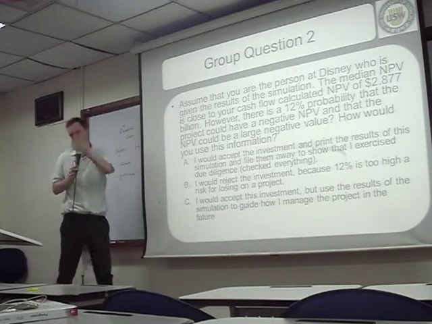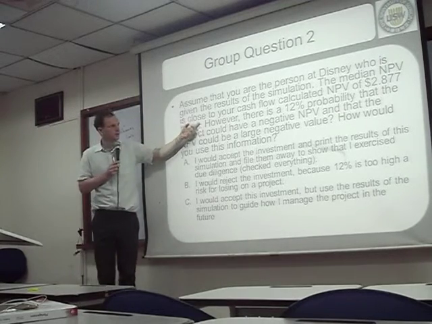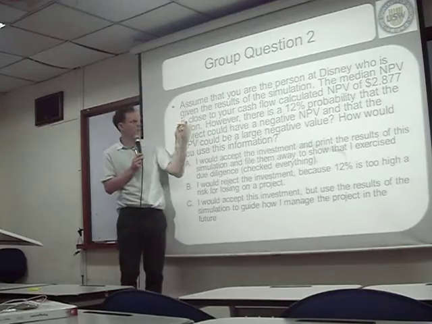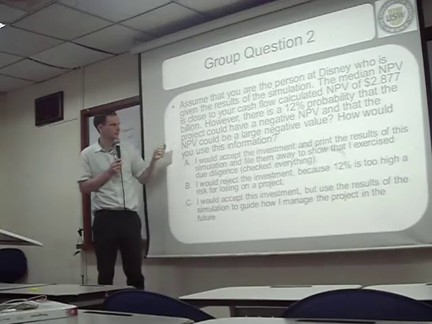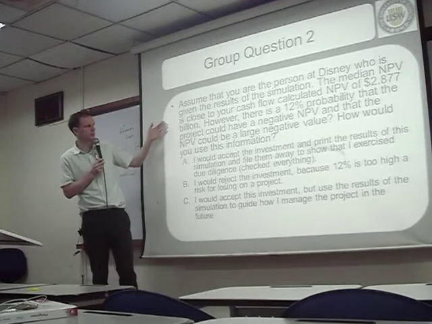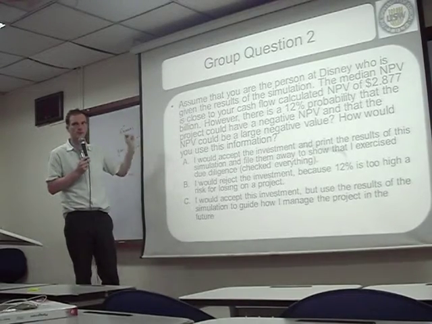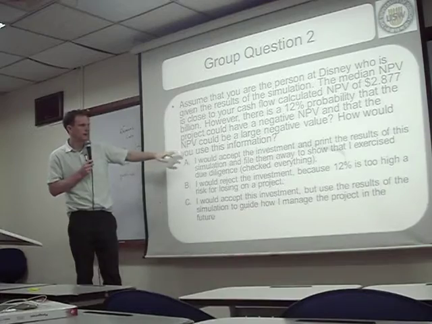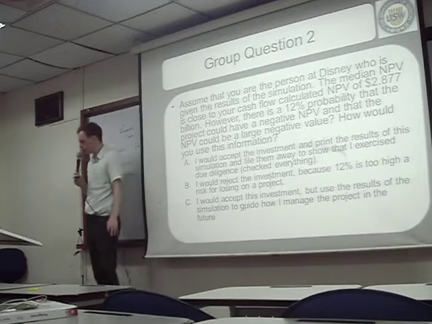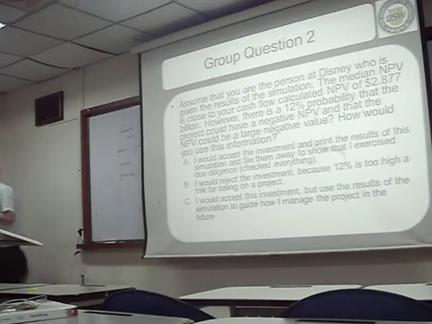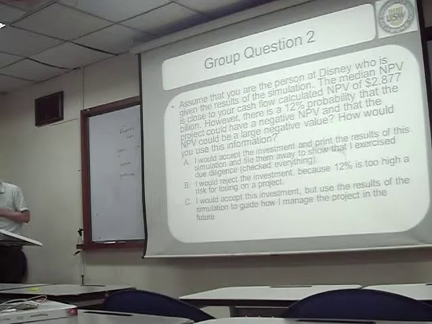So now you're the financial manager at Disney, and I give you the result of this simulation. The median NPV, the average NPV, is close to your cash flow calculated NPV of 2.8 billion. However, there is a 12% probability that the project could have a negative NPV. So we look at the graph: 12% probability we have a negative NPV, and the NPV could be a large negative value. How would you use this information? So I'll answer the question. How are you going to use that information? Choose A, B, or C.